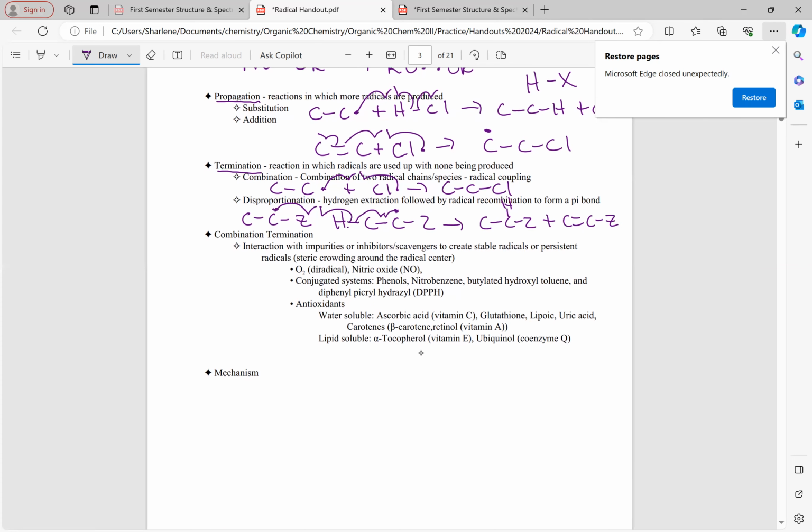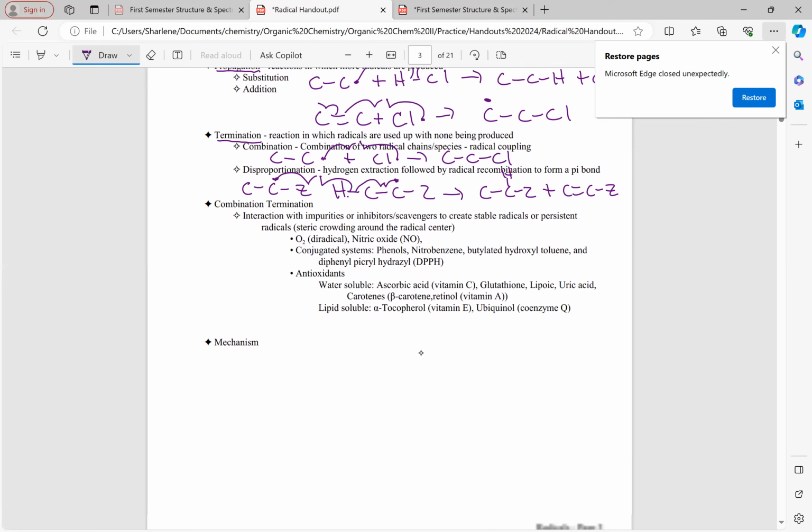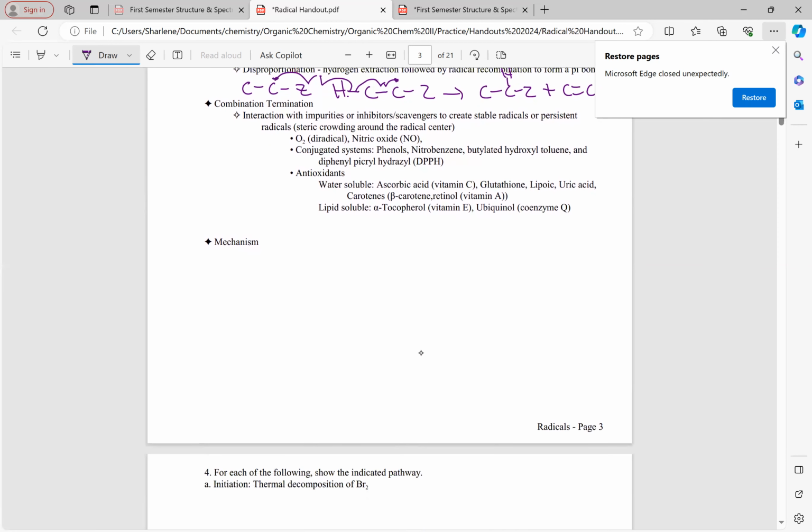Look at all those examples for the combination termination. All right, we know that they're highly reactive species and they can do some very amazing chemistry, but you have to be able to get rid of them in the end. So, how are we going to be able to do that? Okay, so the interaction with impurities and/or here's a term, inhibitors or scavengers. So we're going to use species that want to eat up those extra radicals because we want to create stable radicals or at least persistent radicals.